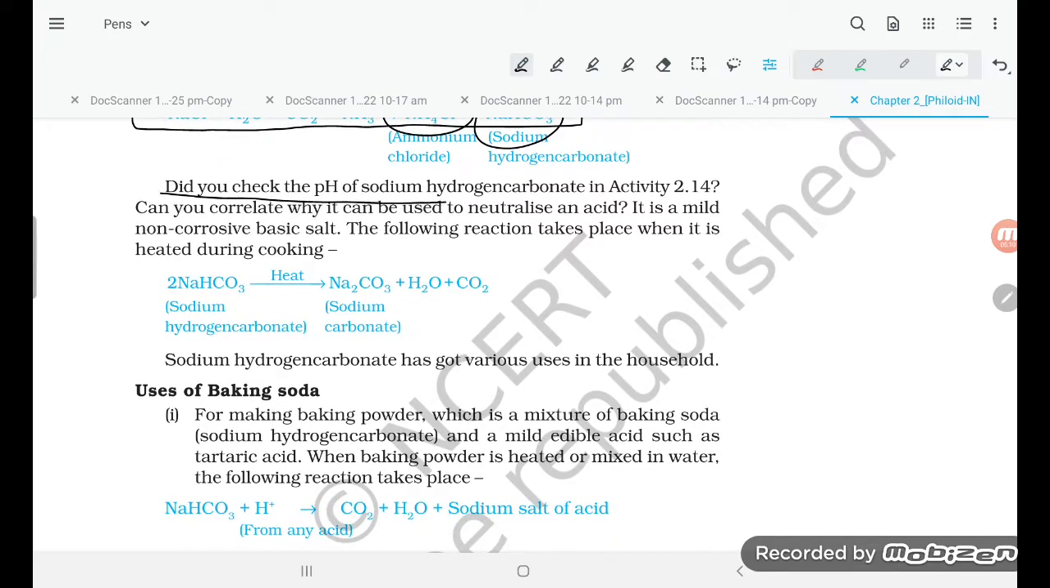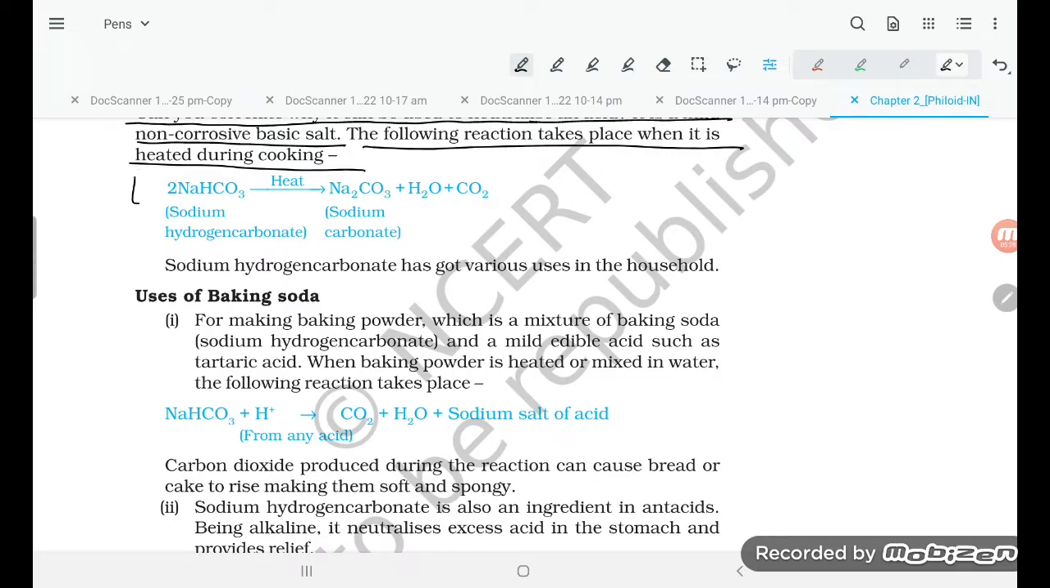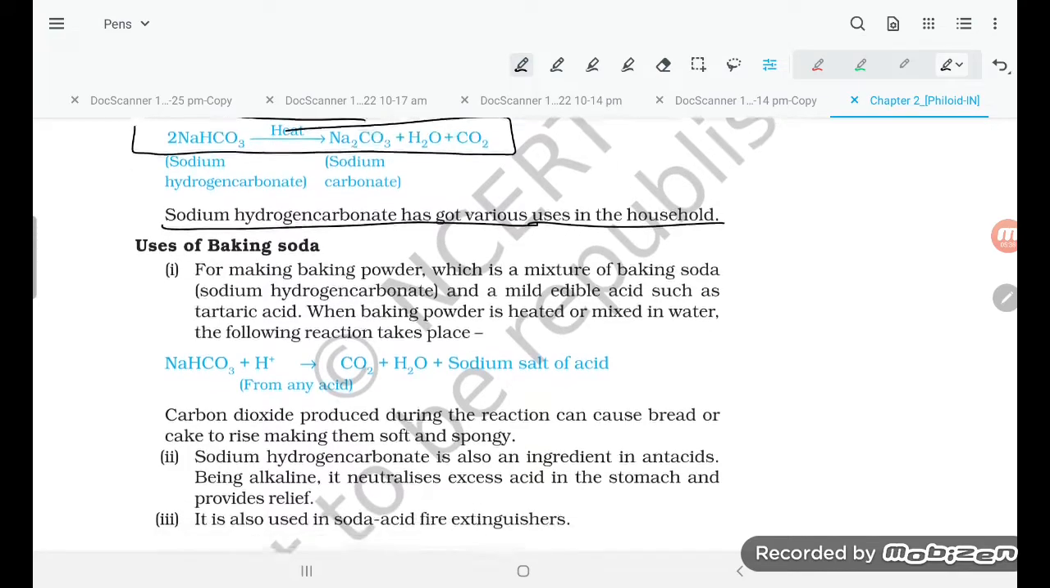Did you check the pH of sodium hydrogen carbonate in activity 2.14? Can you correlate why it can be used to neutralize an acid? It is a mild non-corrosive basic salt. The following reaction takes place when it is heated during cooking. So 2NaHCO3 gives Na2CO3 plus H2O plus CO2. Sodium hydrogen carbonate has various uses in the household.